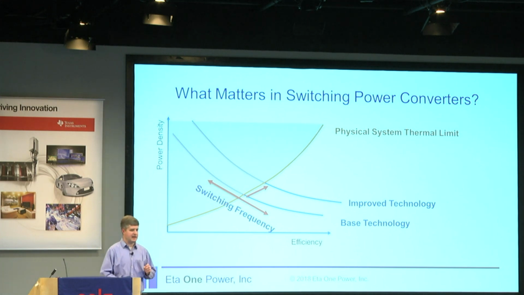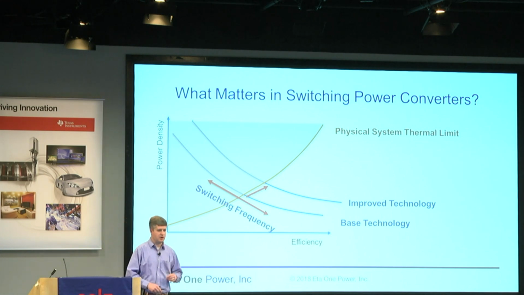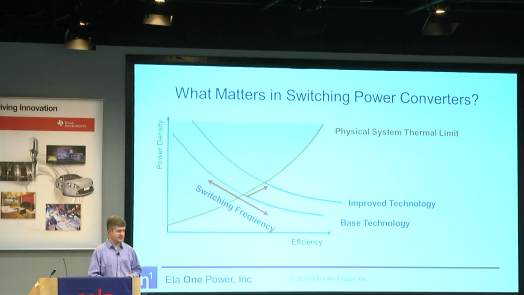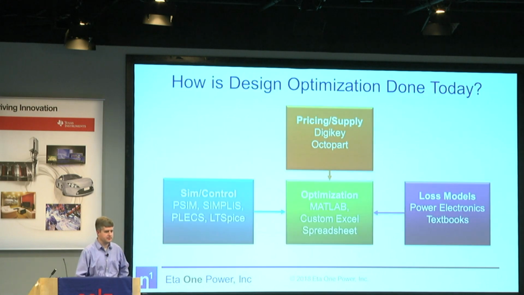But again, to meet that optimal point, you have to stay along that thermal constraint line. So that means you're going to be increasing both power density and efficiency. And finding that sweet spot often takes a lot of work. And that's really what ETA-ONE-POWER and the software I'll be talking about, ETA-Designer, is trying to do.